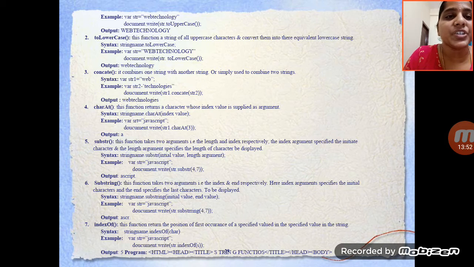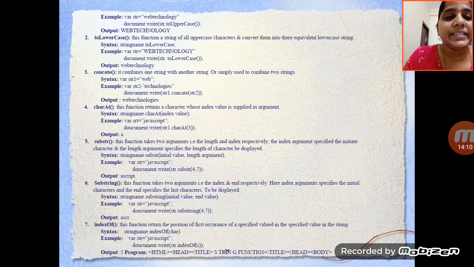And this is a function that takes two arguments, that is the index and end respectively. Here the index argument specifies the initial character, and the end specifies the last character to be displayed, which is substring. This is an example for var, and string is JavaScript and document write, and string substring will be there.